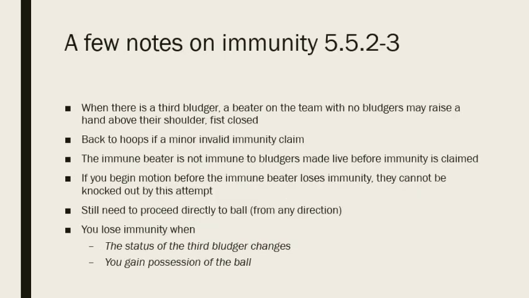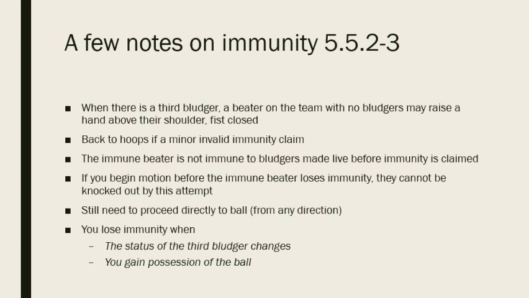So on that, a few notes on immunity that go along with this. You can call immunity, as always, when there is a third bludger. The beater on the team with no bludgers may raise their hand above their shoulder with their fist closed. If you have a minor invalid immunity claim, that's a back to hoops foul. So that's if the ball was still in the air, or if you didn't realize, or if two people on your team claim it and one of you doesn't put it down in time. I'm pretty sure. You are not immune if the bludger was live before immunity was claimed. And so again, your immunity is only claimed once you get your fist above your shoulder.